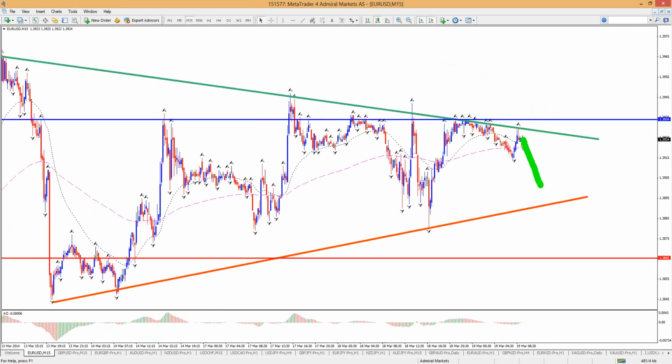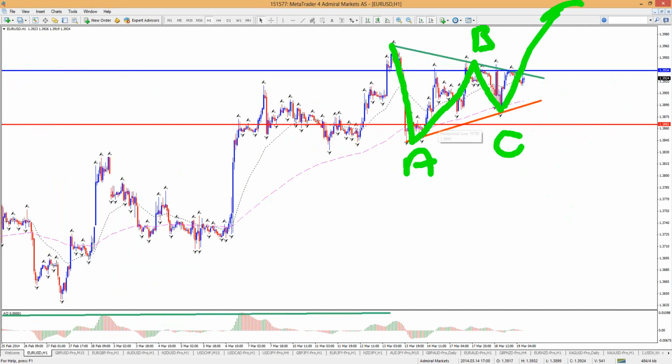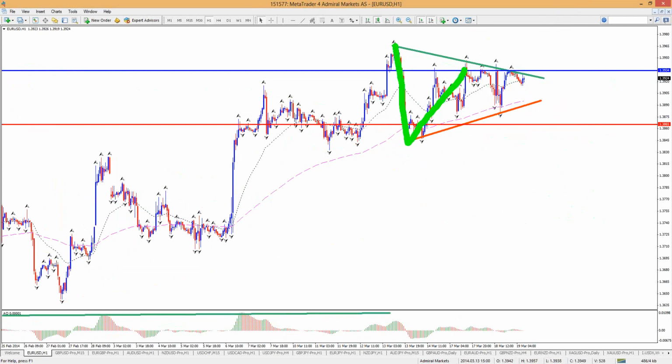So let's see. If we get one more push down, a bounce here would be again great. Maybe the next time will be the turning spot. That would be a buy I would like myself. This could either be an A, B, C correction, and up we go, or this could be an A, B, C, D, E, and up we go.